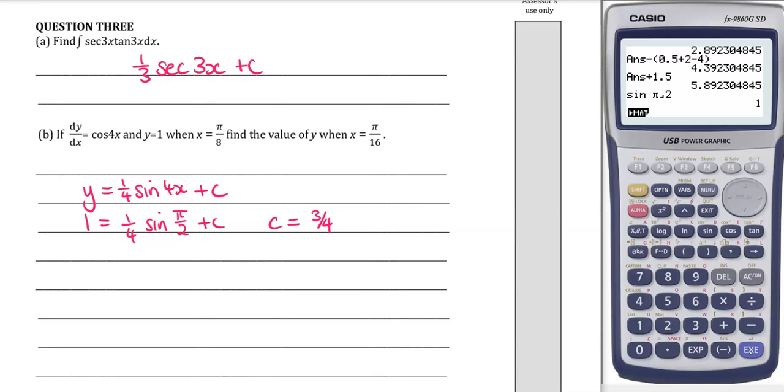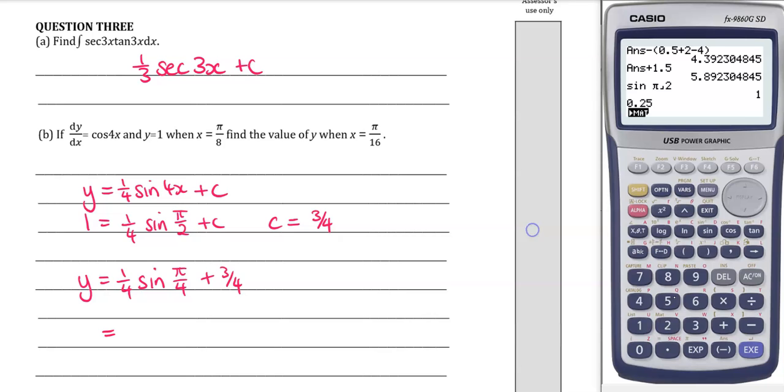So then when x is pi by 16, that'll be 1/4 sine of, well, 4 times pi by 16 will be pi by 4. Take away 3/4, oh no, not take away, add on the 3/4, that is c. So we've got 0.25 sine of pi divided by 4 plus 0.75.